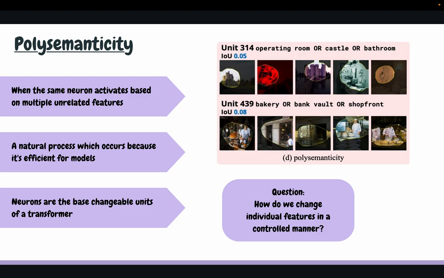But the issue that we run into is called polysemanticity, which is a natural process where neurons in a large language model are activated by or represent multiple unrelated features all at once. That poses a problem, because how do we gain a more fine-tuned, more granular view and control of our model to look into it in a more understandable fashion?